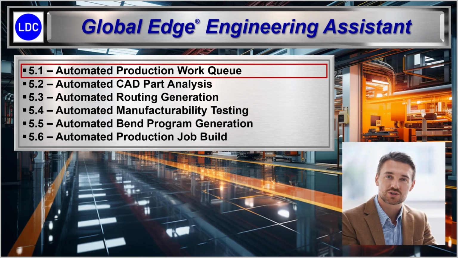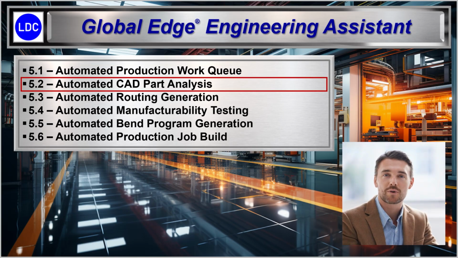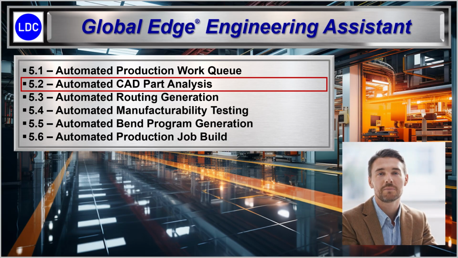Step 5.1 starts with the automated production work queue, which processes daily orders that can either be manually selected or automatically downloaded from your ERP system. The work queue streamlines and automates labor-intensive tasks throughout the quoting, engineering, and manufacturing workflow. Step 5.2 provides automated CAD part analysis of complete sheet metal part parameters to serve as a foundation for manufacturability testing, automated routing, bend program, sales quote generation, including the automated generation of a production job.